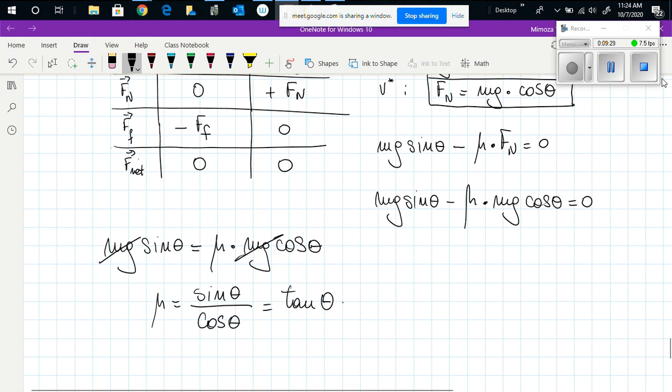tangent theta. So as you see from here, mu is equal to tangent theta. So as you see from these calculations or manipulations that we did, the coefficient of the friction that should be between the object and the surface in order for the object to be stationary is not dependent on the mass at all.